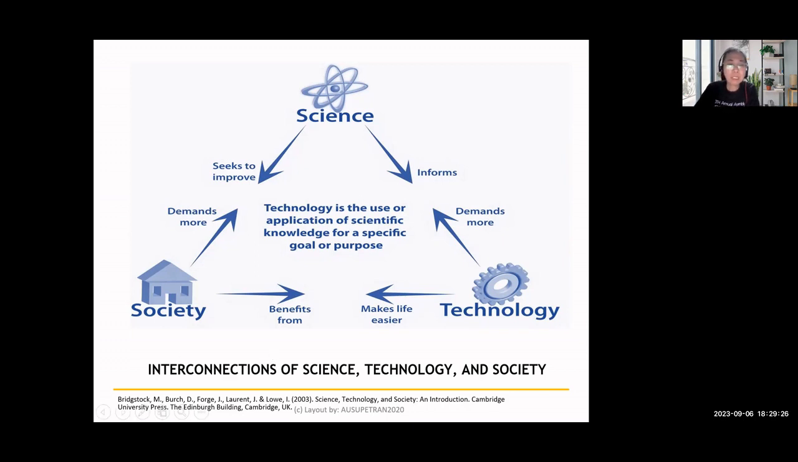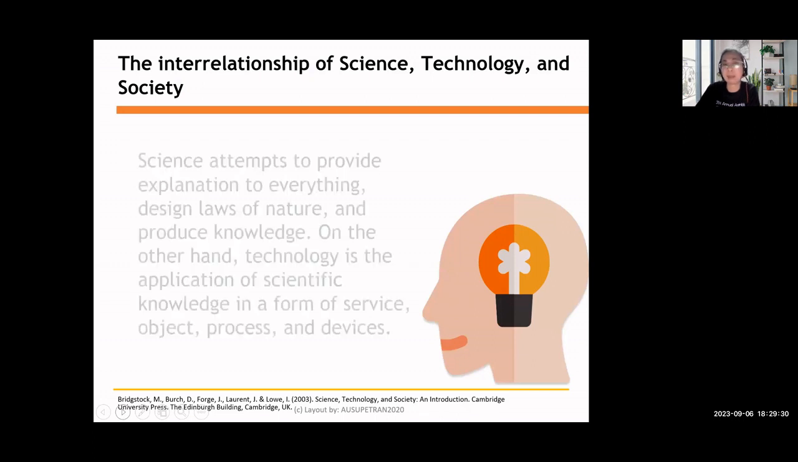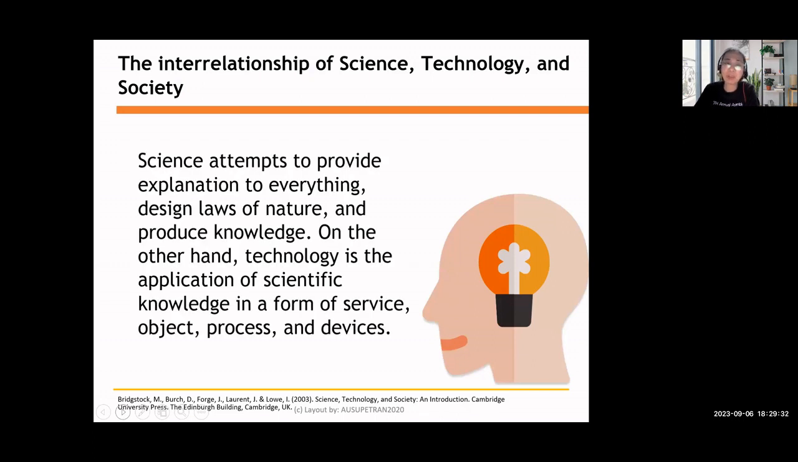Okay. Now let's look at the interrelationship of science, technology, and society. So science attempts to provide explanation to everything, design laws of nature, and produce knowledge. Now, on the other hand, technology is the application of scientific knowledge in a form of service, object, processes, and devices. So you can see that in our discussions previously.